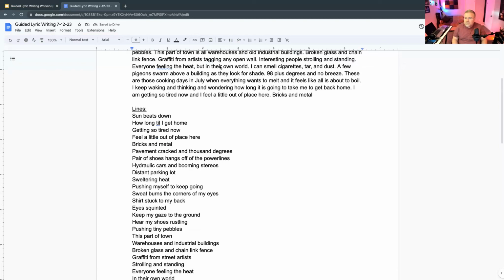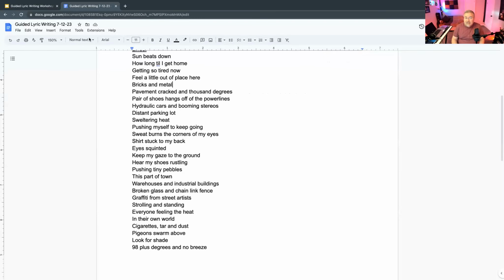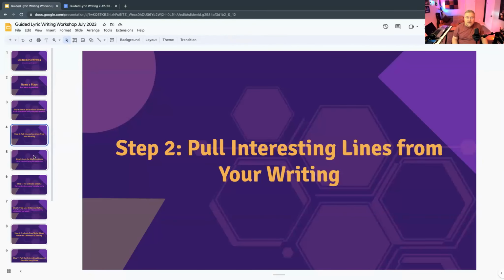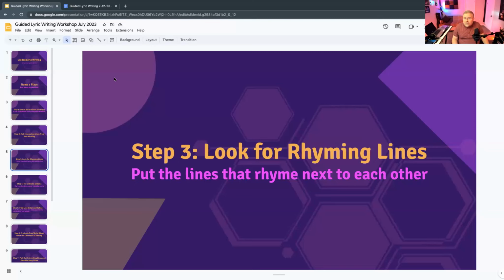Okay, so how's everybody doing on theirs? I got all my lines pulled out now. So the next step, once you do that part of the process, is to look for rhyming lines within the lines that you pulled out of your writing. When we're talking about rhyme here, we're looking for words that have a sonic identity. So it doesn't have to be perfect rhyme. It can be words that are sonically related to each other.